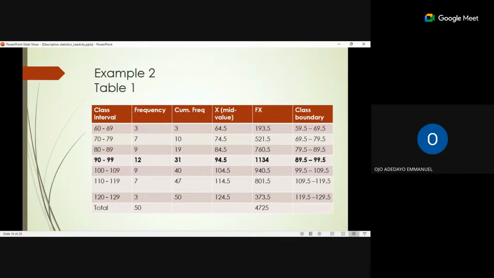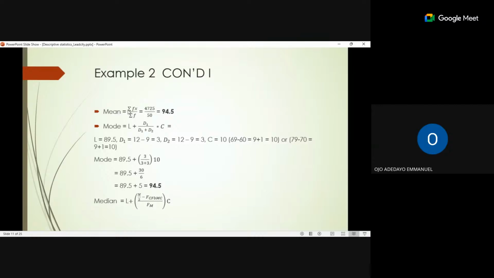Now you can find your mean. Quickly put it inside our formula. Let us look at the next slide. The mean is summation fx over summation f, which is the 4,725 that we calculated divided by 50. When you divide this by 50, our mean is going to be 94.5. That is how we get our mean for the grouped data set.